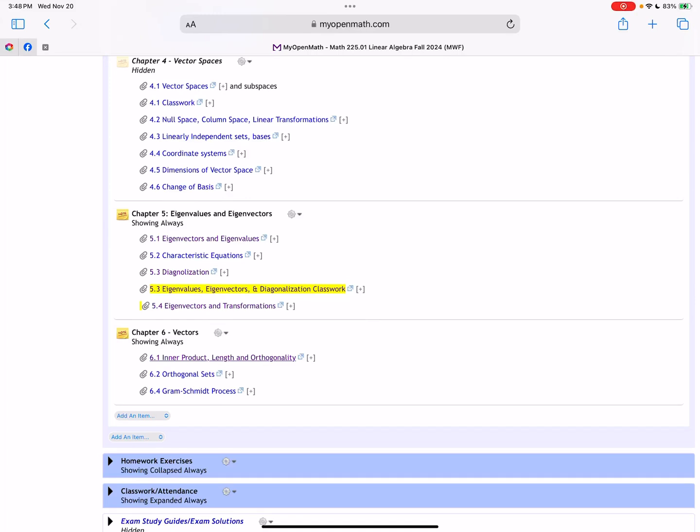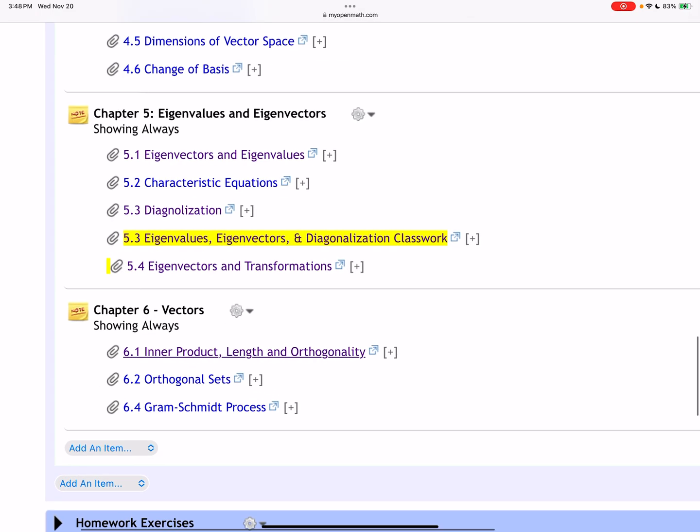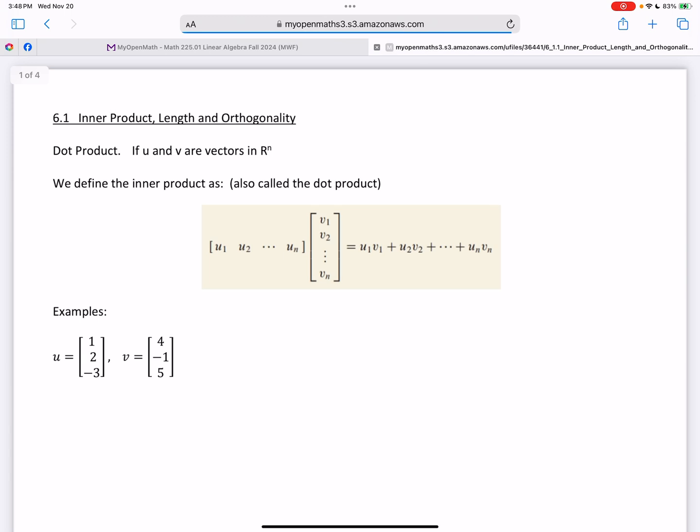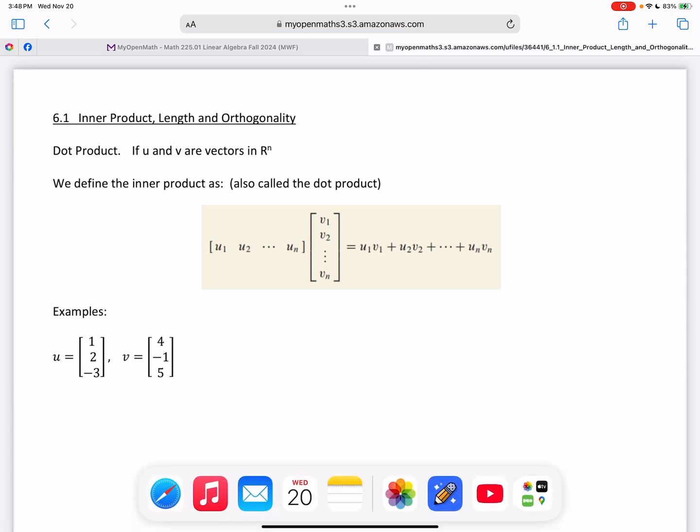All right, this is going to be a short lecture video on 6.1 inner product, length, and orthogonality. I'm going to be using this lecture slide. If you want to print it up and follow along, it's up to you. I'm just going to switch over now to my Notability.